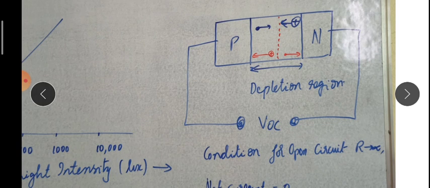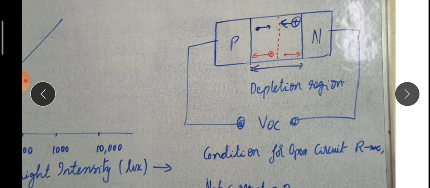When sunlight is incident on the PN junction, electron hole pairs are generated in the depletion region. The newly generated pairs are collected on either ends of the depletion width under the influence of the high electric field. This gives rise to open circuit voltage.